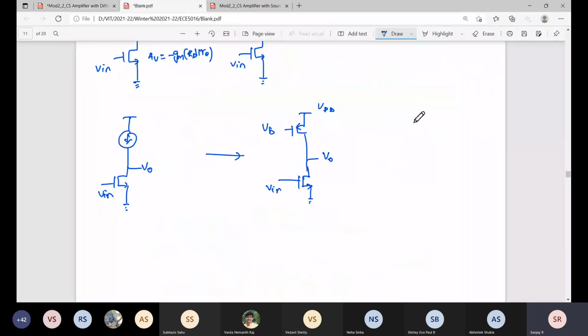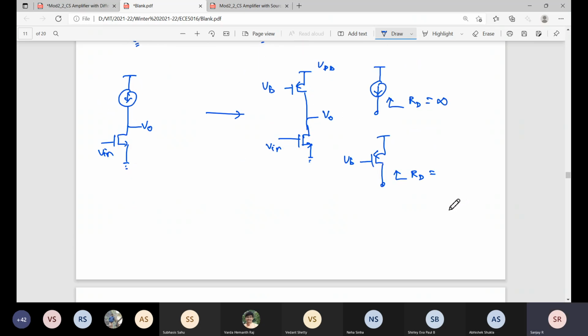Let me replay here. Ideal current source means that looking from here, the impedance RD is infinite. Now I'm putting a PMOS. So what is RD now? Bias voltage is a fixed value. So what is RD?